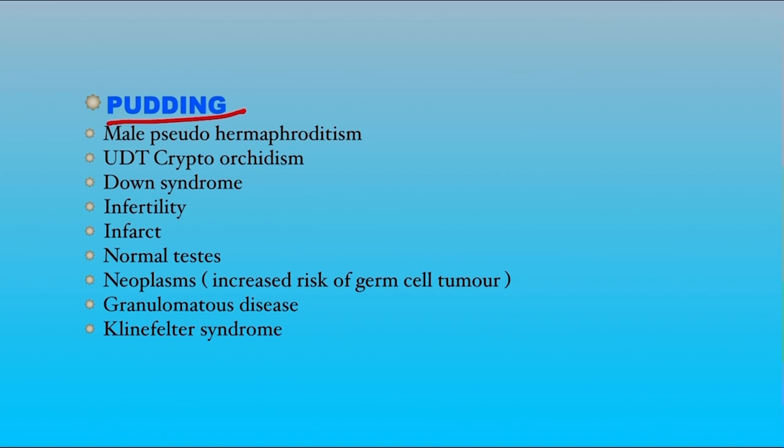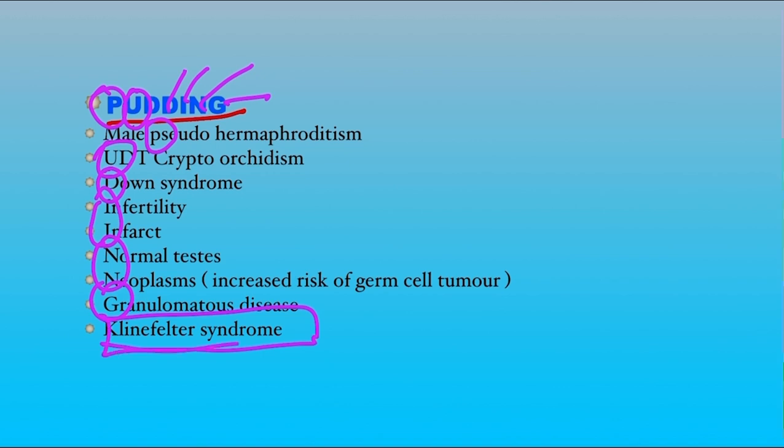So pudding is P for pseudohermaphroditism, U for undescended testes, D for Downs, I for infertility and infarct, N for normal testes and neoplasm, G for granulomatous disease, and K is an accessory risk factor which you have to remember separately in this mnemonic, which is Klinefelter syndrome.